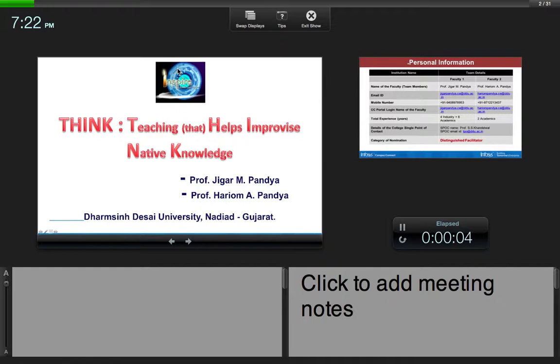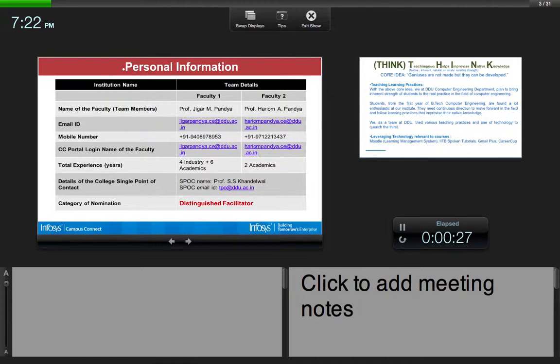Myself, Professor Jigar M. Pandya, assisted with Professor Hari Om A. Pandya, from Dharmsinh Desai University, Nadiad, Gujarat. The title of the presentation is THINK: Teaching that Helps Improvise Native Knowledge. Category of nomination: Distinguished Facilitator.